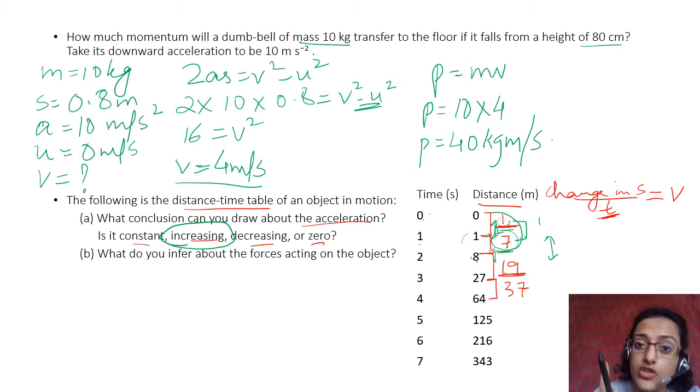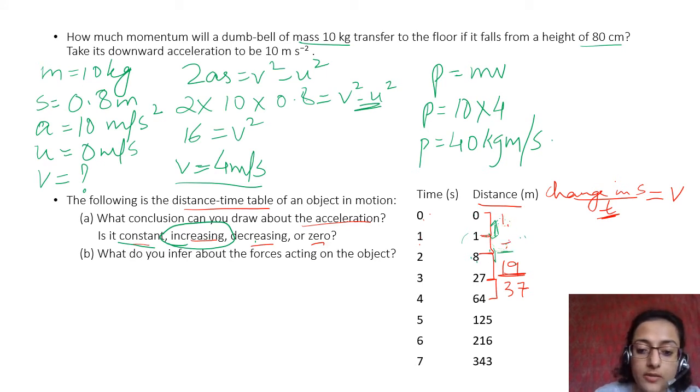Change in velocity upon time is acceleration. If acceleration was constant, then the velocity would have changed at the same rate every second. But since the velocity is not changing at the same rate per second, that means the acceleration is not constant. It is either increasing or decreasing, and in this case we can see it is increasing. Okay.